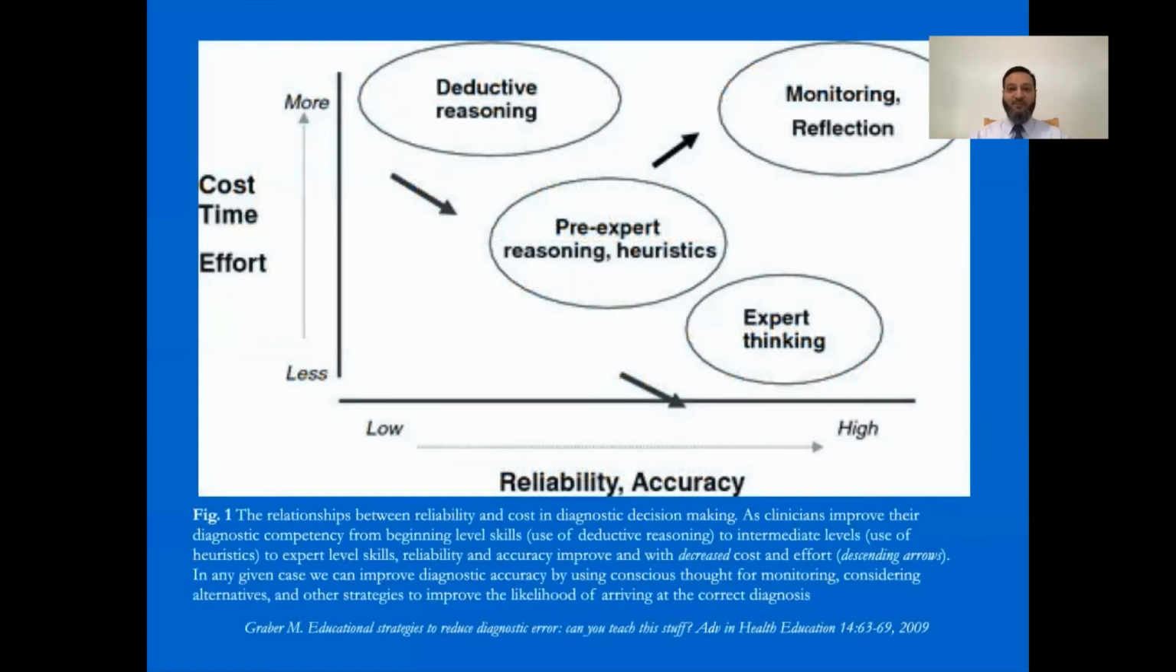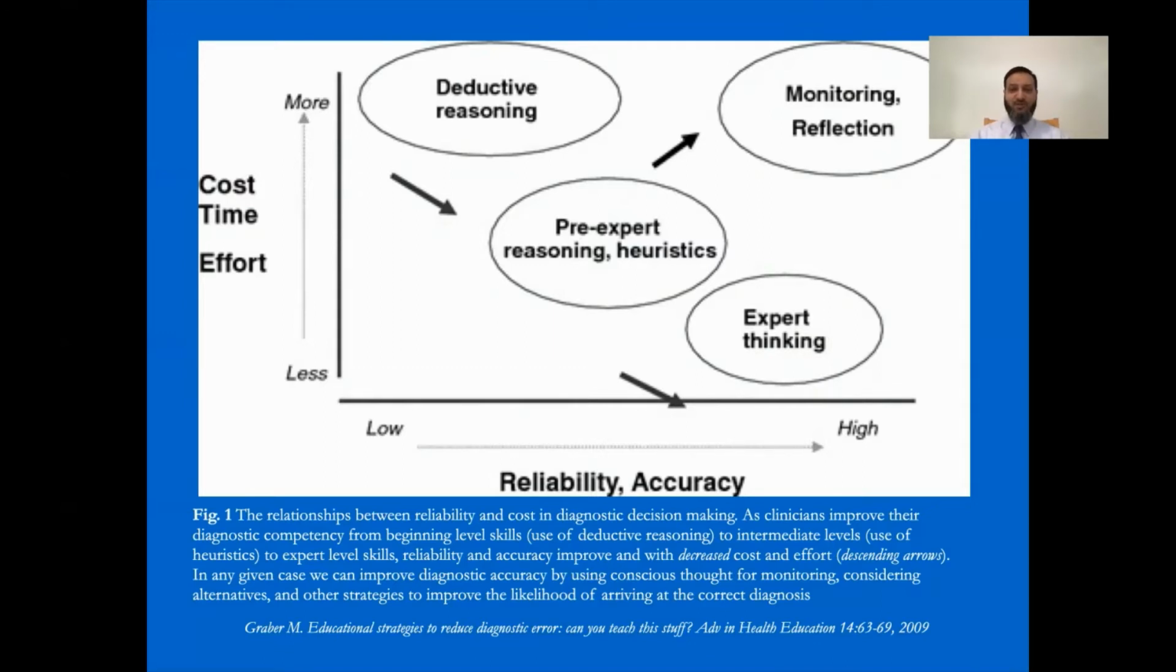This is a nice diagram that gives an overview of the thought processing and clinical decision making that goes into place when a physician sees a patient. So in the more novice, inexperienced beginner, you use more deductive reasoning, up on the upper left, and that is much more time intensive and takes a lot of energy, and the reliability and accuracy of your diagnosis is going to be low. So this would be more of a novice or a student who uses more deductive reasoning.